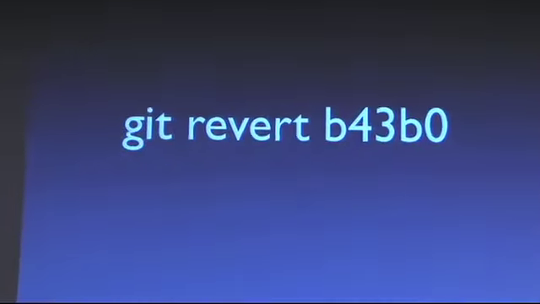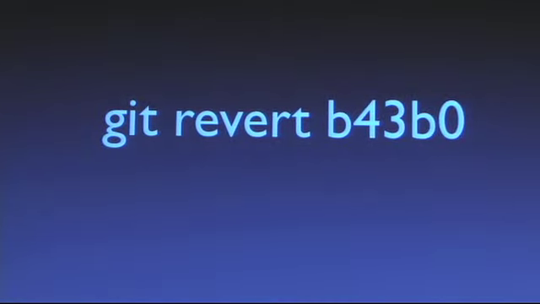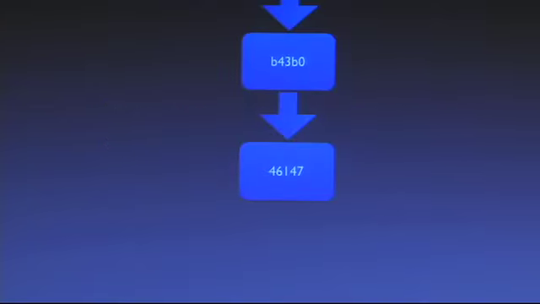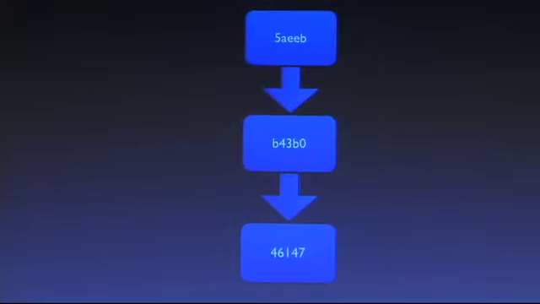We want to roll back and go back in time and go back to the file as it was in some certain commit. So if I say git revert and then some commit number, I'm going to take my current status and make it the status as it was in a certain commit. So let's say my history looks like this. My head is currently pointing at this commit 46147.